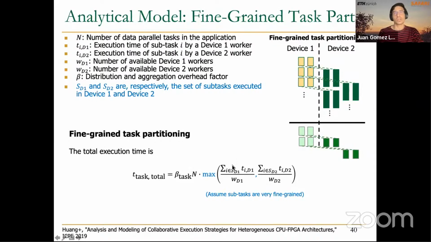So in this case, if you have these subtasks assigned to device 1 and these subtasks assigned to device 2, because they are connected to each other, notice that in the end, the maximum execution time is going to be given by the maximum time for each of these subtasks. Either this green rectangle here or this yellow one. So depending on what's the maximum of these two, we will obtain the total execution time.